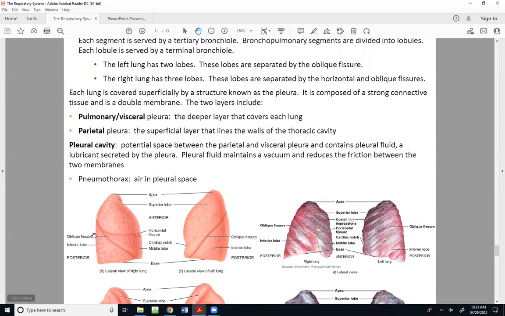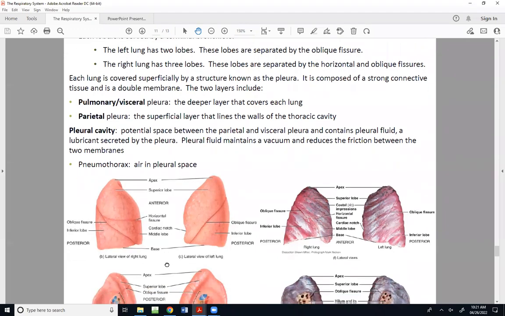Okay, so there's two fissures for your right lung, a horizontal fissure and then an oblique fissure. The horizontal fissure runs in a horizontal manner, so sideways, whereas the oblique is kind of going at an angle, not quite straight up and down, not quite side to side, but somewhere in between. Whereas your left lung, since there's only two lobes, there's only one fissure, and that's your oblique fissure.